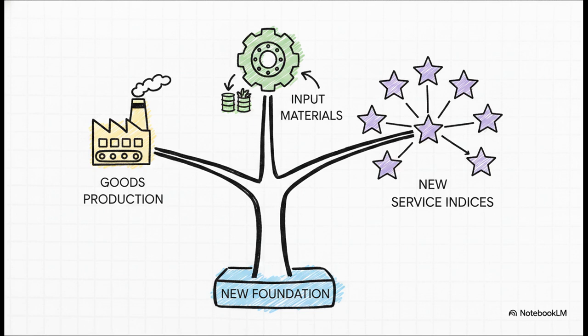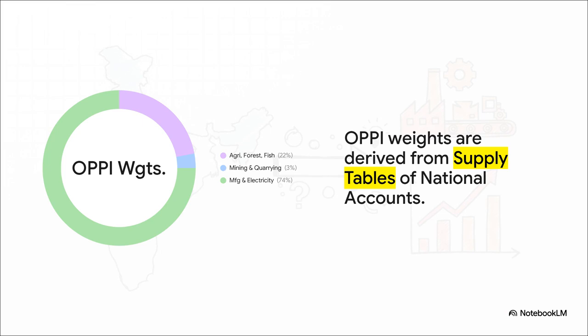We're getting an output producer price index, a trial input PPI, which is initially restricted just to manufacturing, and crucially, 7 distinct service producer price indices. Let's take a closer look at how that output PPI is actually weighted across the different sectors of the economy. Agriculture, forestry, and fishing make up 22.16%. Mining and quarrying sit at 3.42%. Meanwhile, manufacturing and electricity absolutely dominate the index, taking up 74.42%.